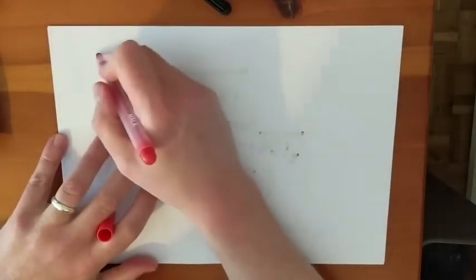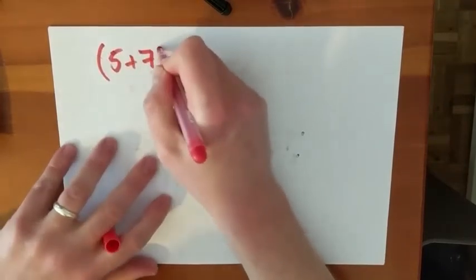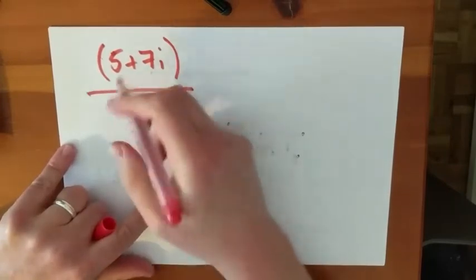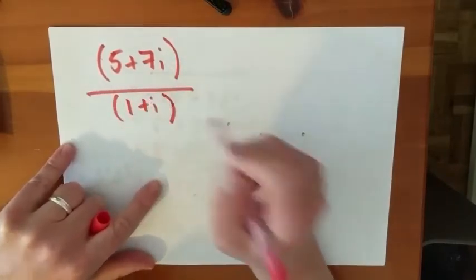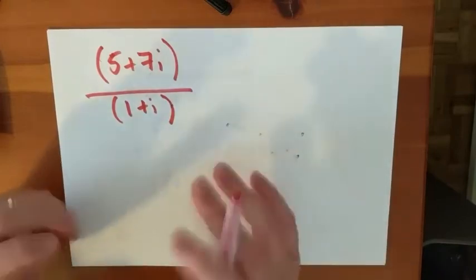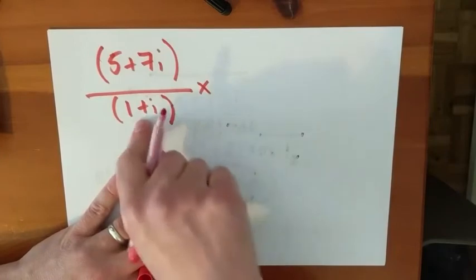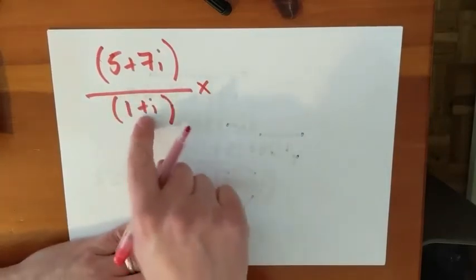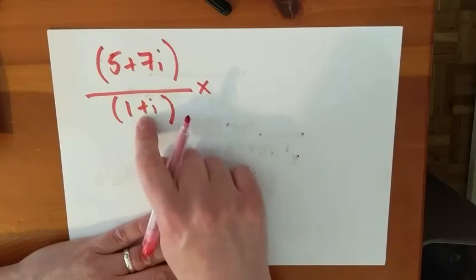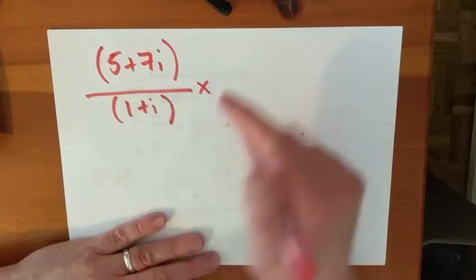This time I'm going to have, I don't know, 5 plus 7i. These are going to be horrible numbers. And here I'm going to have, let's just have 1 plus i. So what we need to do, if that's the division sum we can try and do, we multiply the top and bottom by what we call the complex conjugate of this. The complex conjugate is the same number, but instead of a plus in the middle, you have a minus. Or if you have a minus in the middle, it becomes plus. It's whatever this is, but the opposite sign.